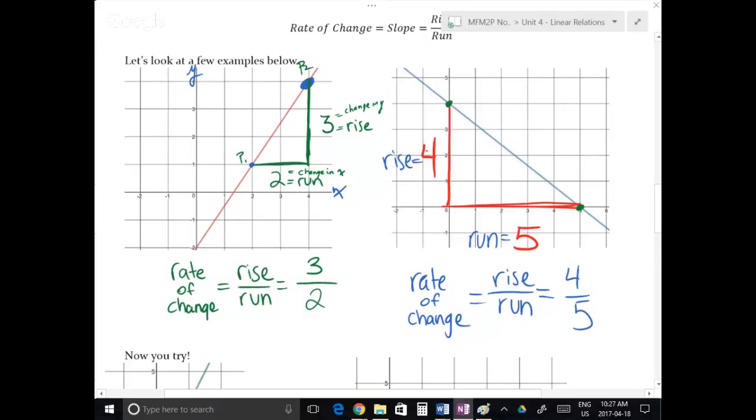But there is something different about these two lines. Something different about the rates of change, about their slope, their pitch, however you want to describe it. What's different about them? They're going different ways.